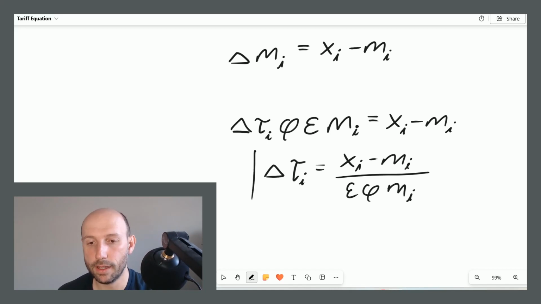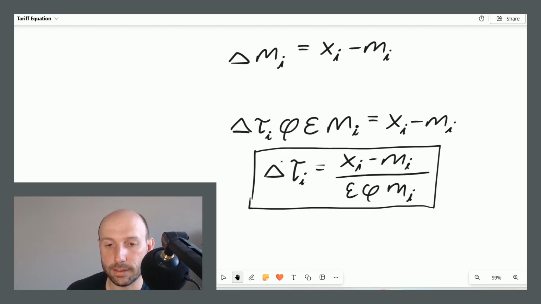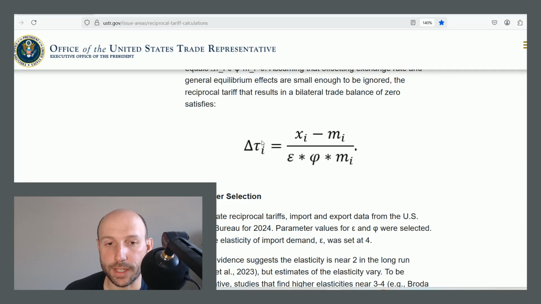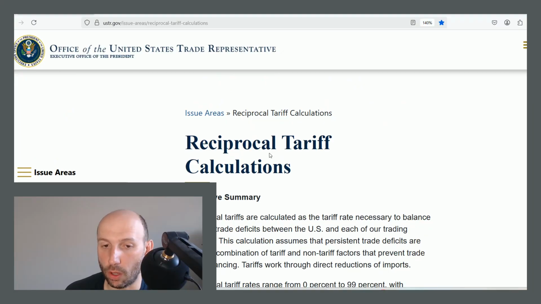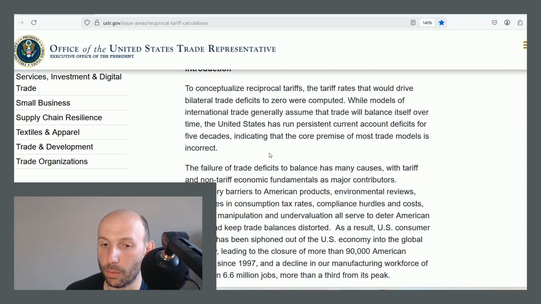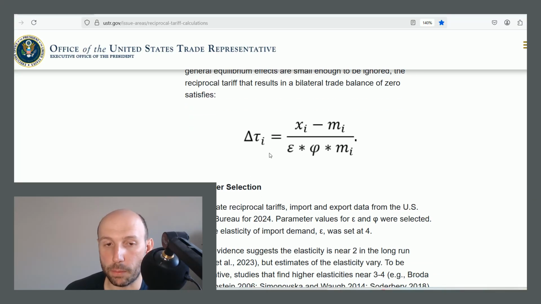We get the very equation that was presented by the Office of the United States Trade Representative. Now, this whole article here explains all of this that I'm talking about and a bit more. It's a pretty quick and interesting read if you'd like to, and I'll put the link to this in the description of the video. That said, some of the wording is a bit complicated, and that's what this video is here to clear up.